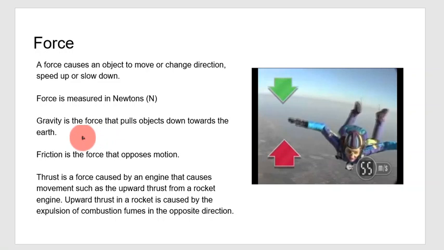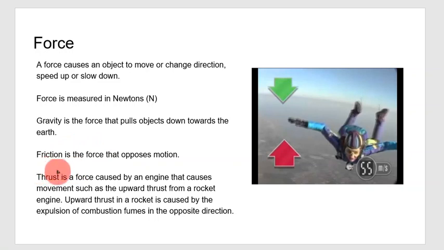Now another force is friction. Friction is the force that opposes motion. If you roll a ball on the ground, that ball will be in motion, but what will cause it to slow down and eventually come to a stop is this force of friction acting in opposition to the motion of the ball.